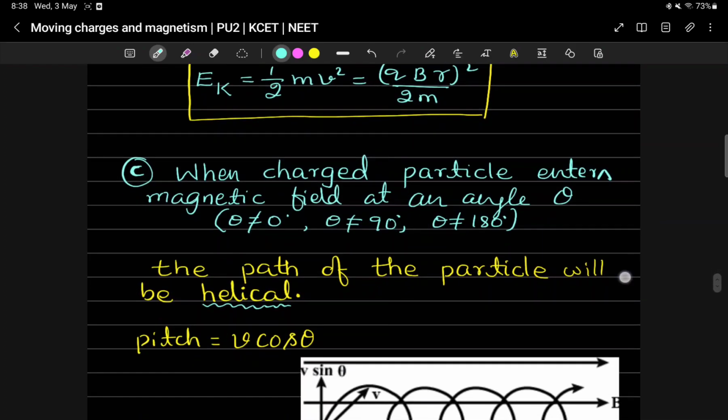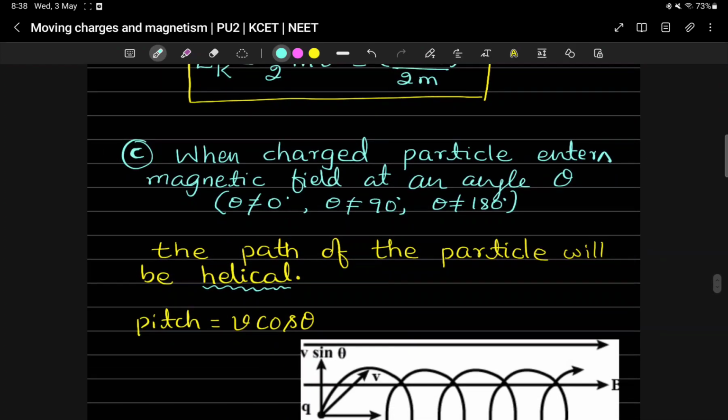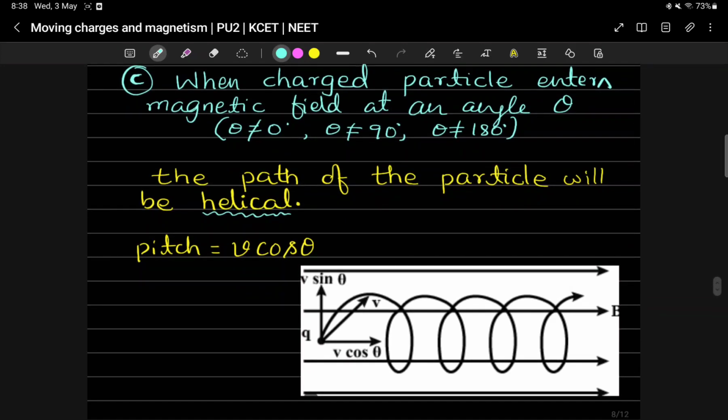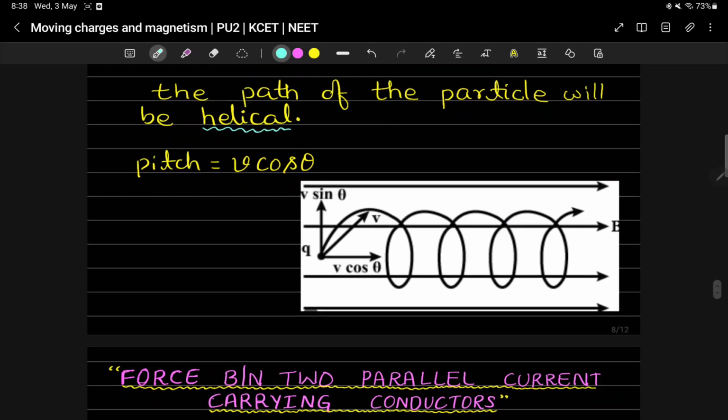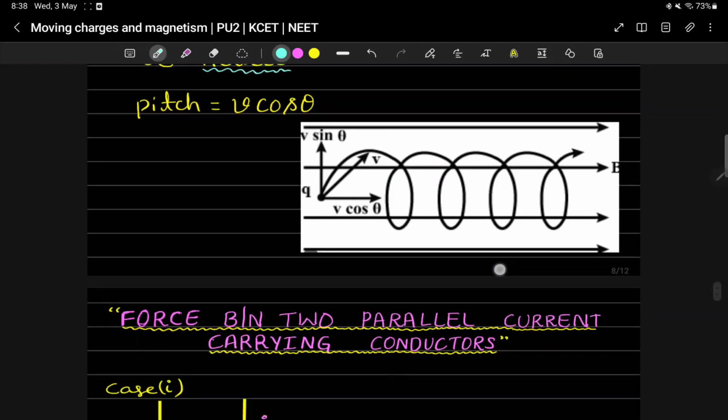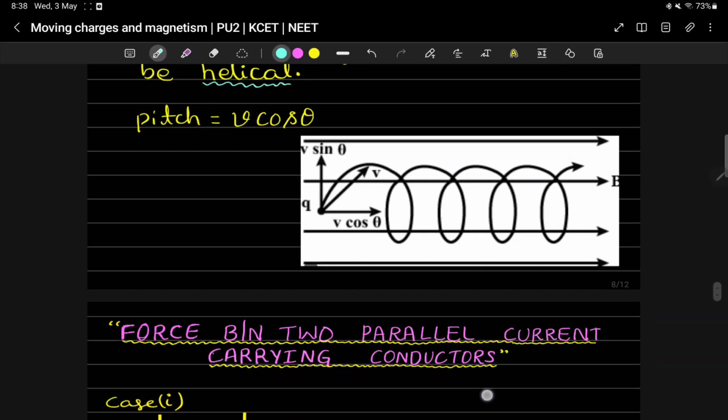Now, next, if the charged particle enters the magnetic field at an angle theta whose value is not equal to 0, not equal to 90 degrees, and not equal to 180 degrees, then the path traced by the particle will be helical. This is very important, and it is given by this. I think we have already studied what pitch is, right? This is called the pitch, the horizontal distance covered by the charged particle in this particular helical path.